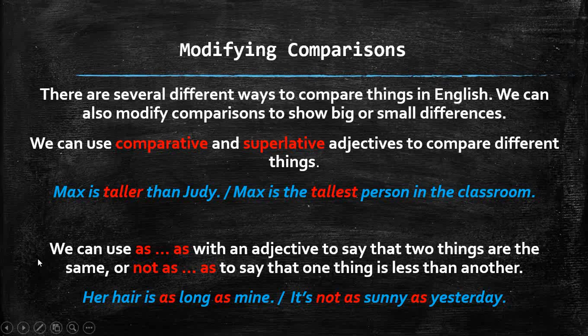We also can use as, adjective, as, to say that two things are the same, or not as, adjective, as, to say that one thing is less than the other. For example, her hair is as long as mine. They are the same length. There is no difference between her hair and mine. On the other hand, if we say it's not as sunny as yesterday, we're comparing today and yesterday, and that there's a difference, that one is less sunny than the other.